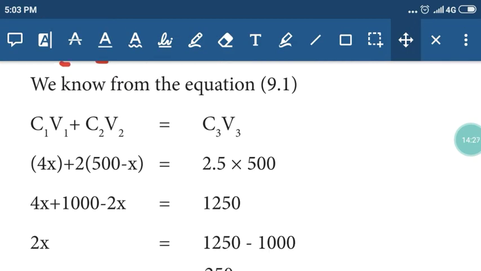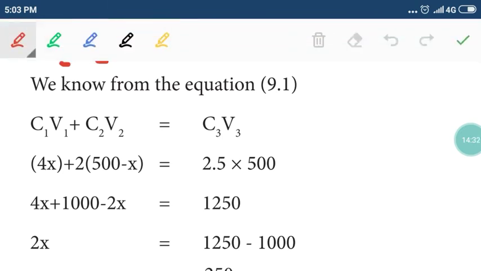And we have a basic equation to find the concentration: CsVs is equal to CwVw, right? So with the help of that equation, we are going to find it. We are going to add two solutions, 4 molar hydrochloric acid and 2 molar hydrochloric acid. So C1 is the concentration of 4 molar HCl, so concentration is 4. V1 is the volume of 4 molar hydrochloric acid. It is considered as X.